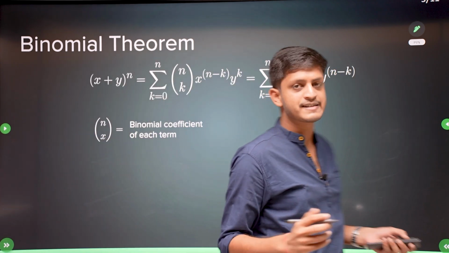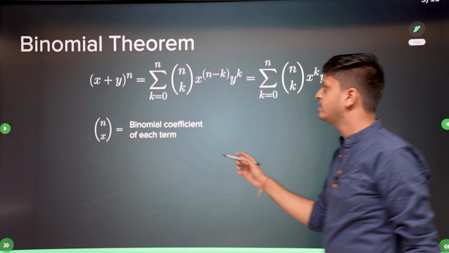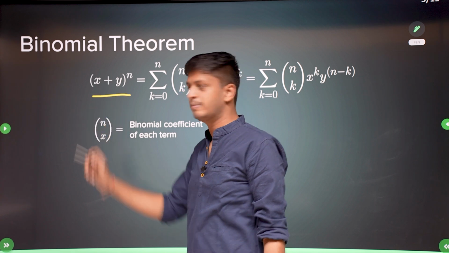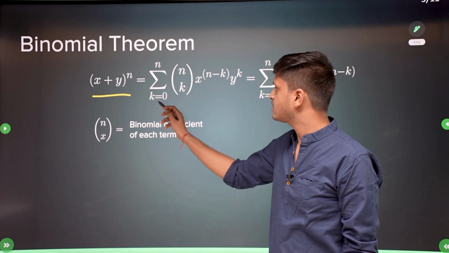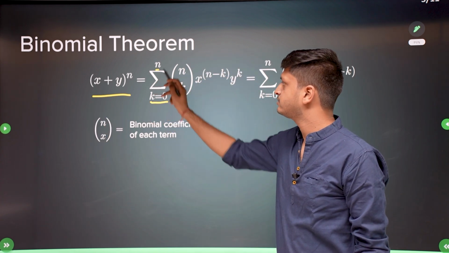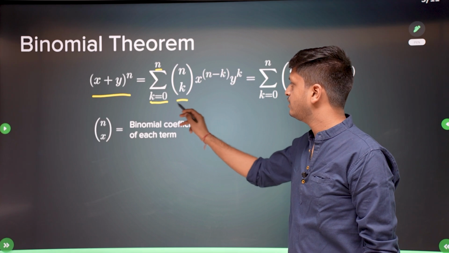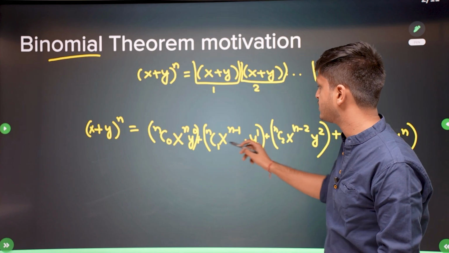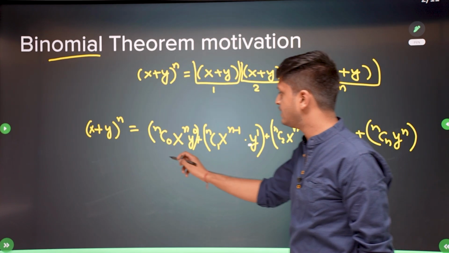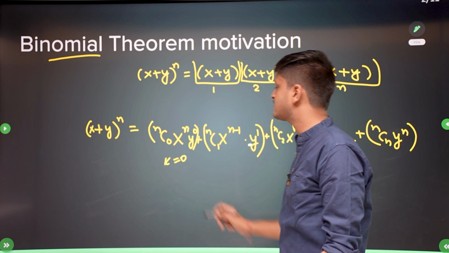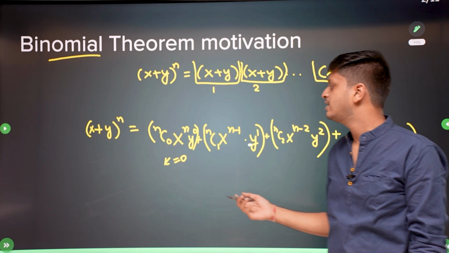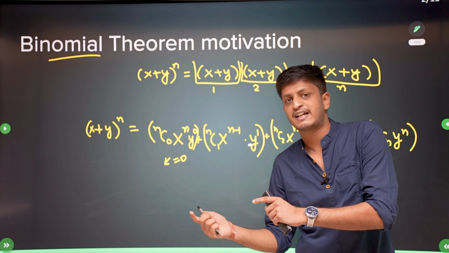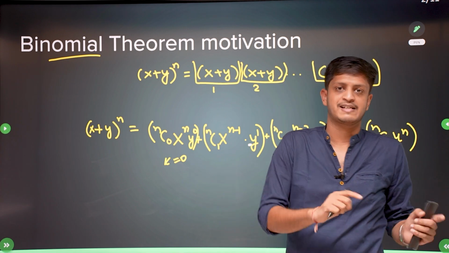So this is the compact notation. How do you write it? So (x plus y) to the power n will be the summation from k equal to 0 to n of n choose k, where n choose k is the coefficient. Let's say k is the number of y's that you are taking. So you are taking n minus k x's.